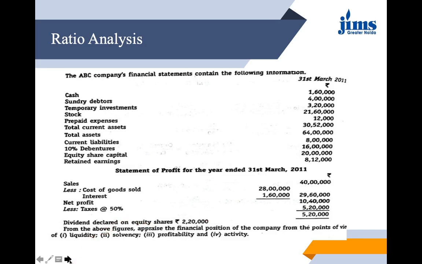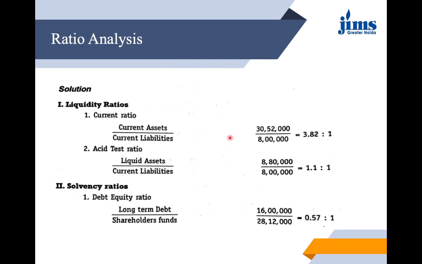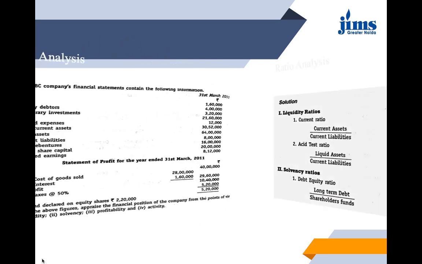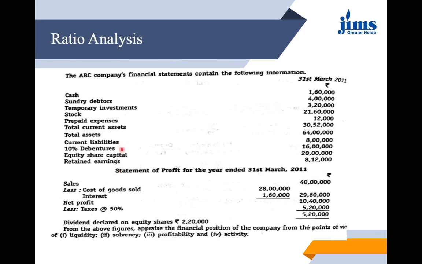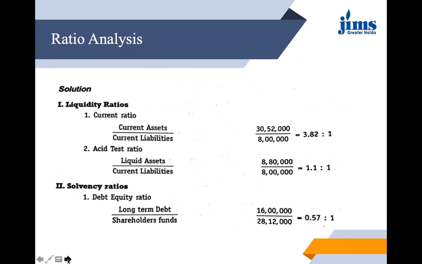So for the liquidity ratios, we have just seen the value of current assets and current liabilities, and the ratio is pretty good, 3.82:1. Ideal is 2:1. You know that very well. For liquid ratio, again it is supposed to be 1:1, and it is again better. It's 1.1:1. Then if I talk about debt equity ratio, long-term debts and shareholders fund. Let us see how to see the values. Under long-term debts, we do have 10% debentures, and share capital and retained earnings we do have. So that is only considered. Value is coming out as 0.57:1.